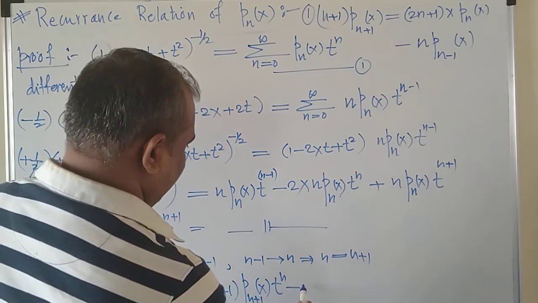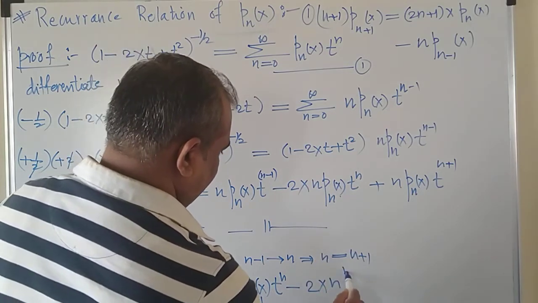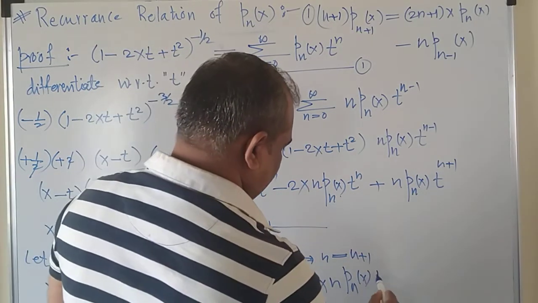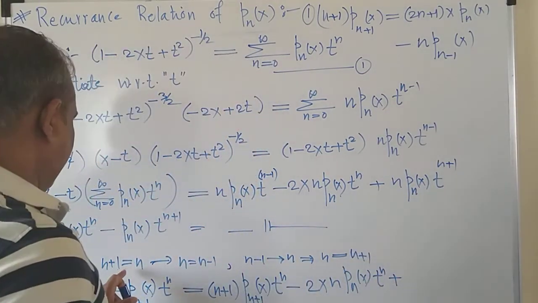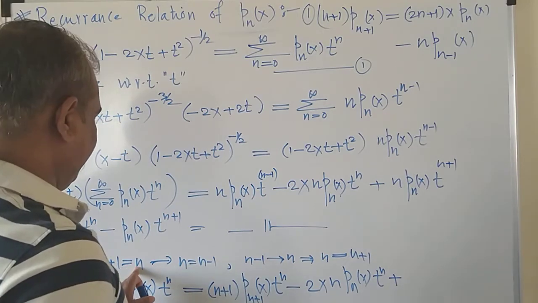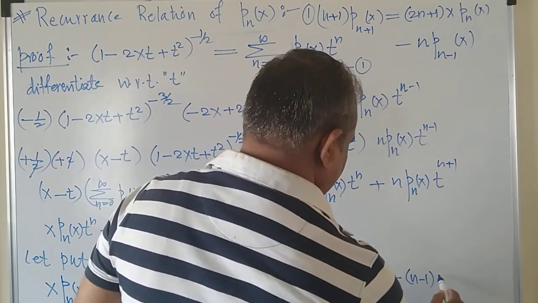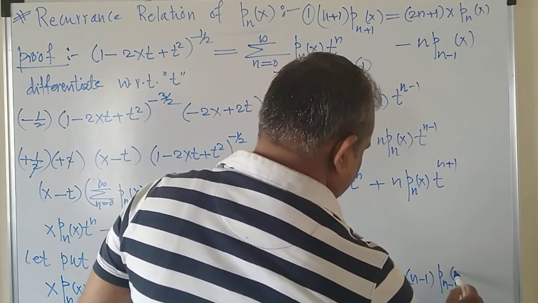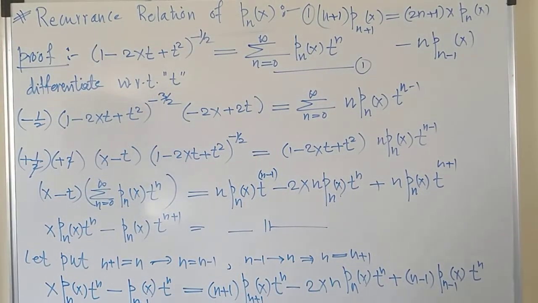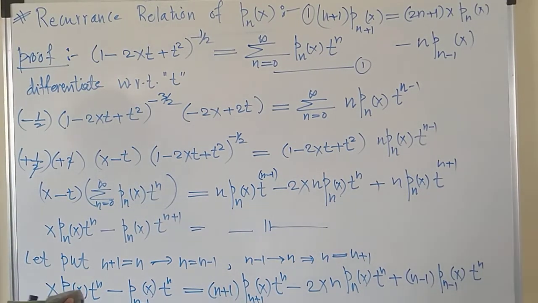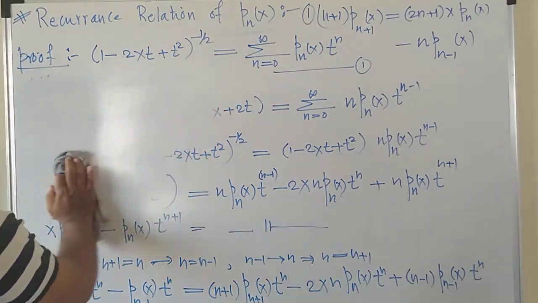n minus 2 times x, and this will be as it is, n into Pn of x into t raised to power n, plus, now n plus 1, for n plus 1 you must replace n plus 1 by n and put n is equals to n minus 1. So n minus 1 and Pn minus 1 of x t raised to n. Got it? So your relation changes in this way, and next few steps I will rough out and write here.